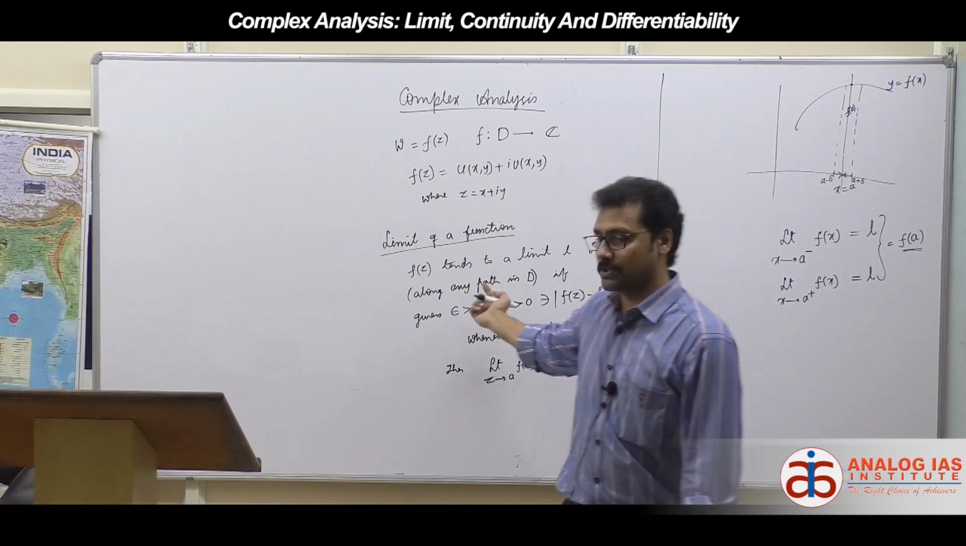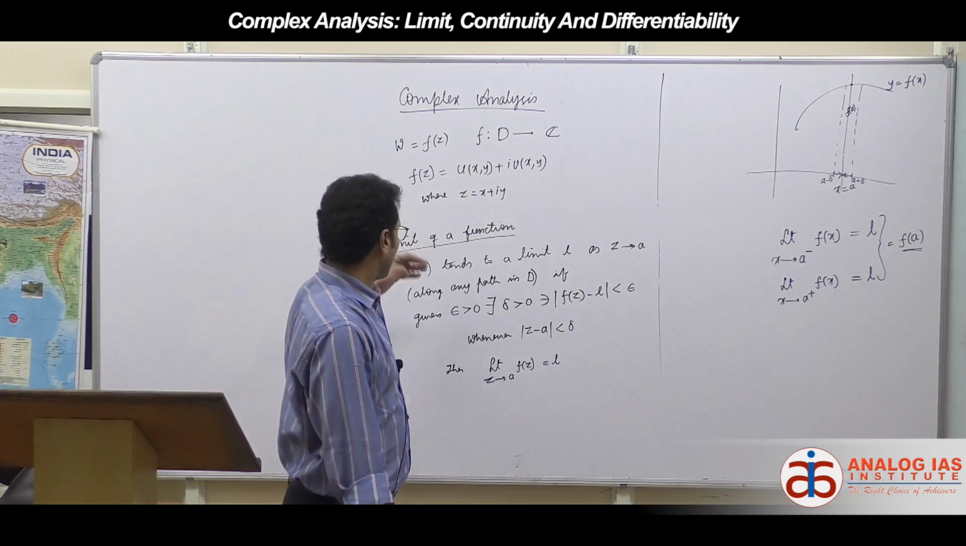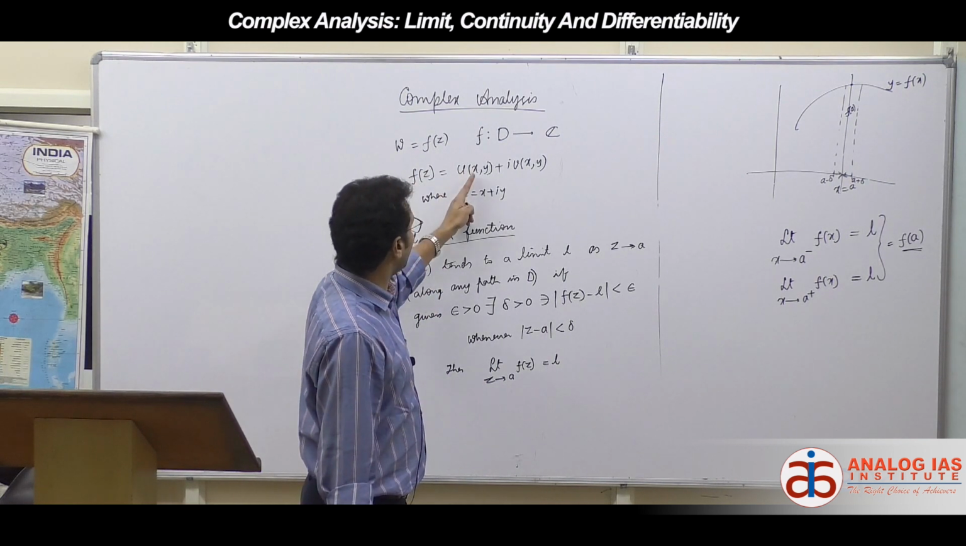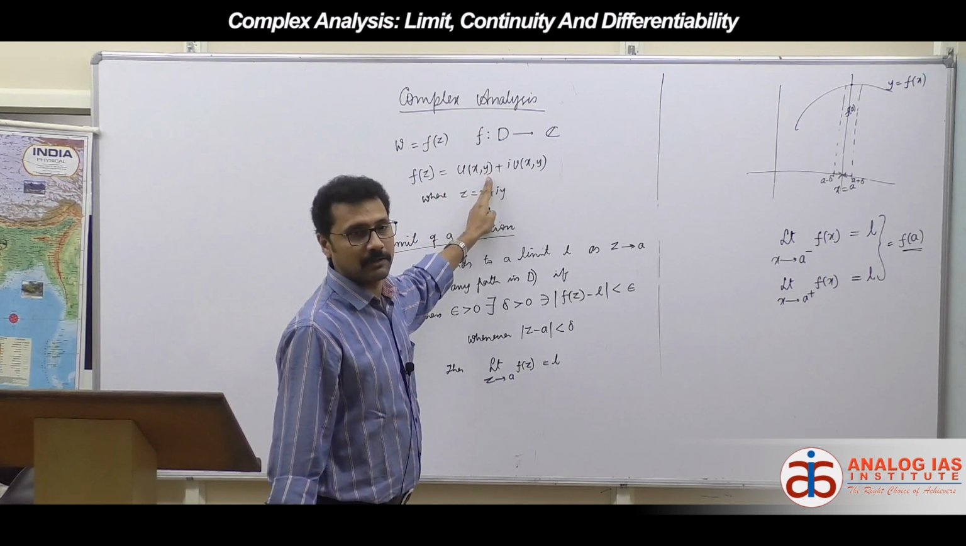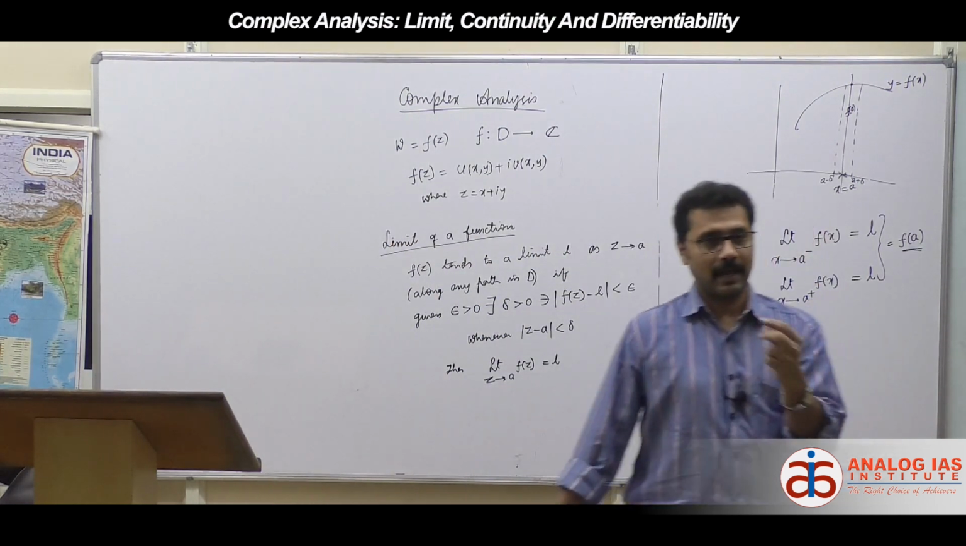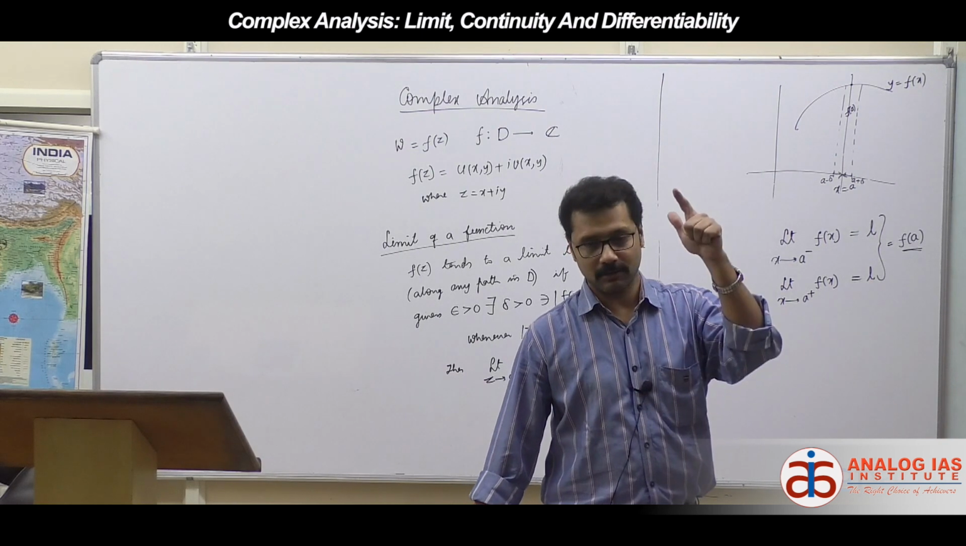But if you see this function f of z, z in fact is a function of x and y. Your f function would be a function of x as well as a function of y also. There are two things which are changing. There are two independent variables, x and y. x is changing as well as y also is changing now.